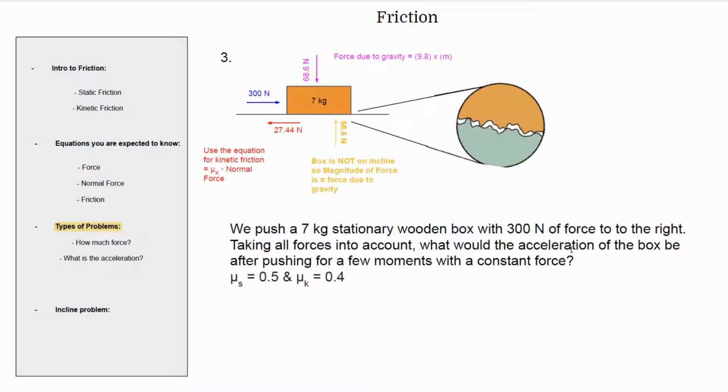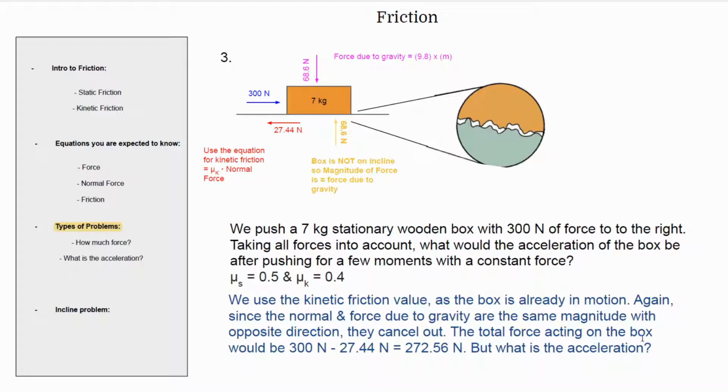So ultimately, we're looking for the acceleration of the box after pushing it for a few moments. To find acceleration, we need to find the total force acting on the object. Since we know that we're pushing the box with 300 newtons of force to the right, and we know that the kinetic friction that resists our push is 27.44, we know that the total force acting on the box would be 300 newtons minus 27.44 newtons, which equals 272.56 newtons to the right.